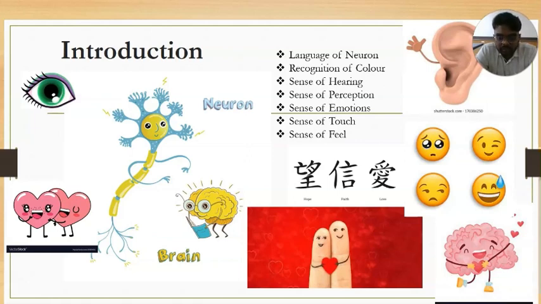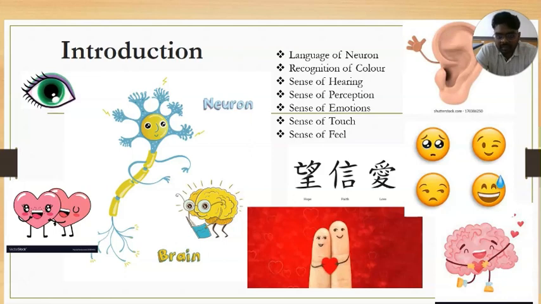Many functions of neurons are there. For example, the perception of color. Your photoreceptors are responsible for recognition of color. There is generation of action potential in the photoreceptors. That means you will be able to recognize the color only when an action potential is generated.